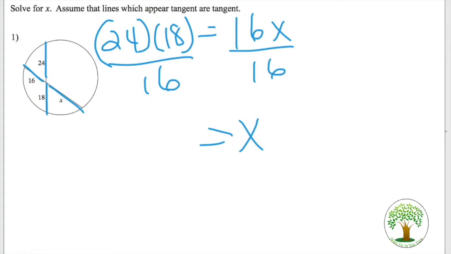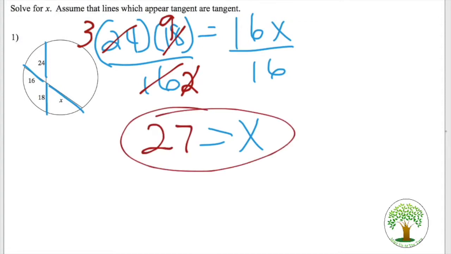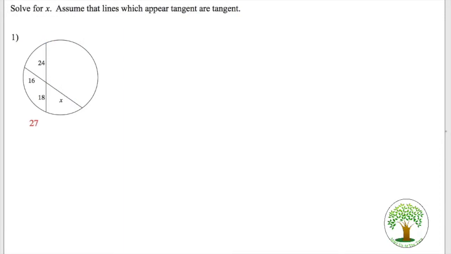I'm going to reduce because I like doing it in my head and having practice. I know that 4 goes into this one and this one. Actually, 8 goes into both of them. 8 goes into this 2 and 3. And 2 goes into 18 9 times. So I'm going to have 27 as my answer. Let's check it to make sure. Yep, 27 is correct. We're going to move on to number 3.